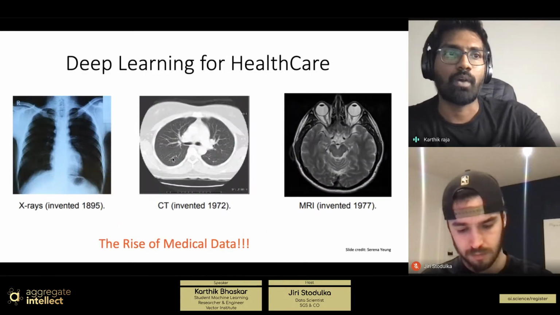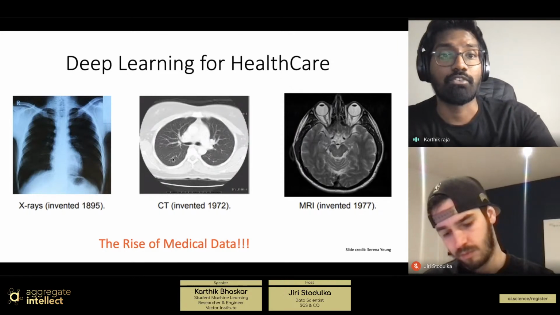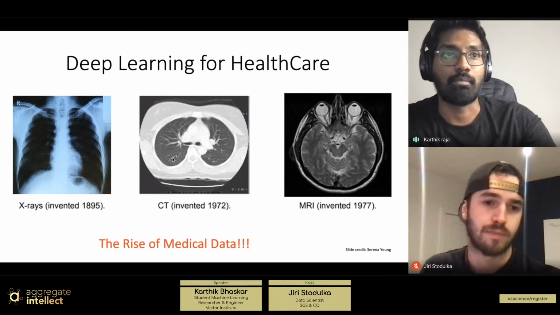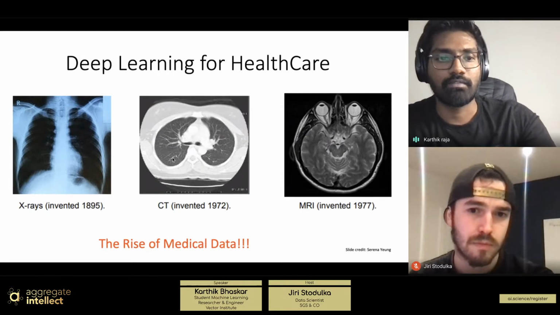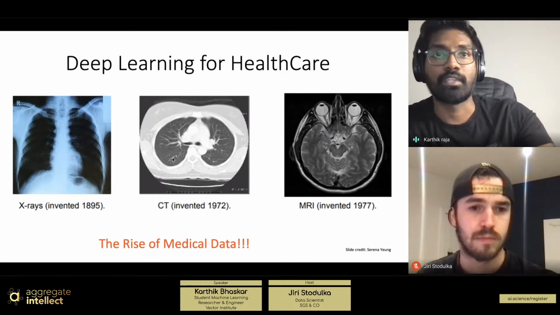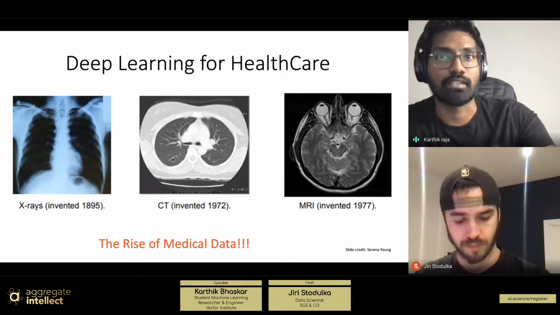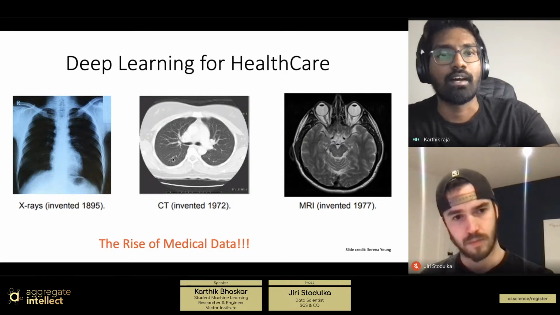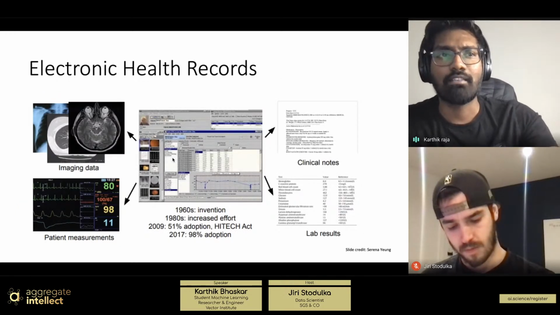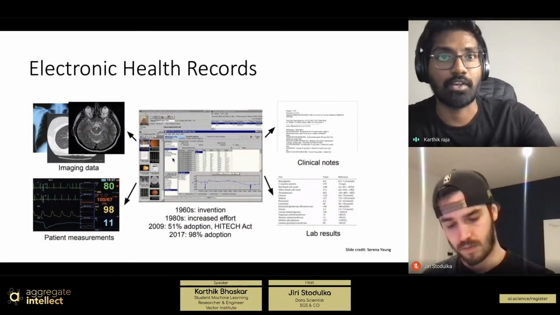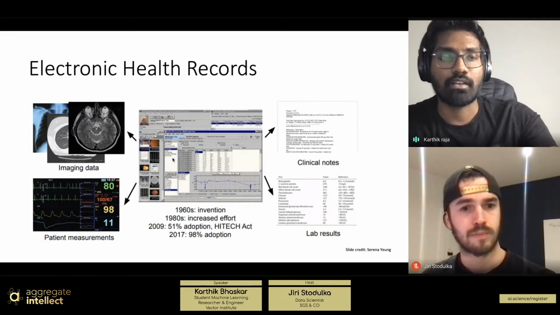Now let's get into why deep learning is a really promising avenue for healthcare. The rise of medical data is the most important thing apart from deep learning algorithms. Nowadays we have CT scans, X-rays, and MRIs. We can use the above-mentioned deep learning vision-based algorithms to predict pneumonia or lung cancer using this data. Apart from medical imaging data, we have different forms of data like patient measurements such as oxygen level, blood pressure, clinical notes by doctors and physicians, and lab results.